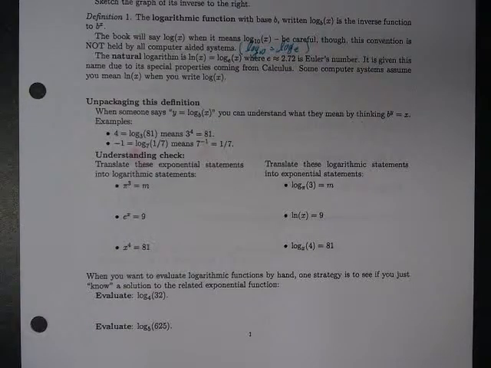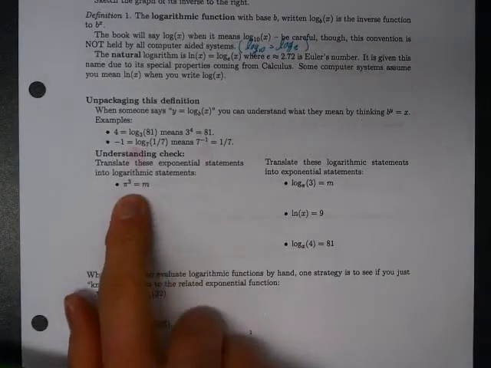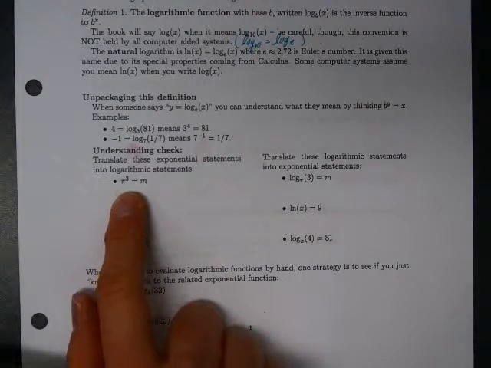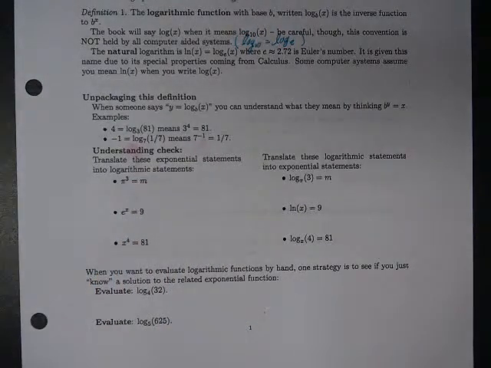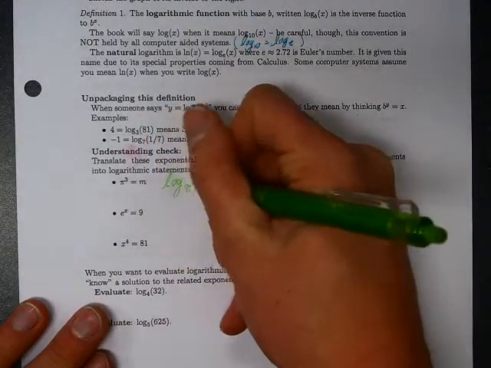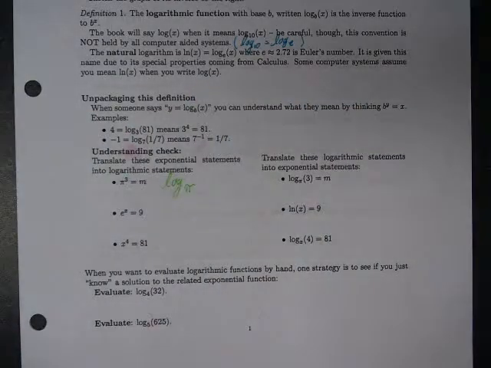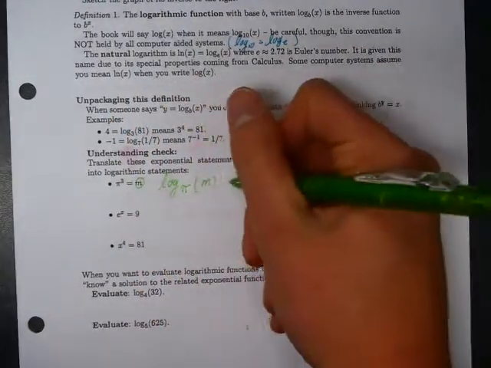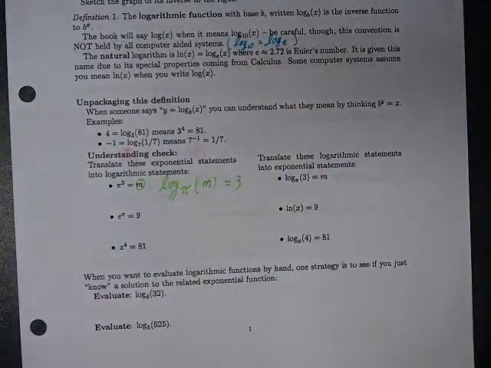Let's do a few examples translating this around. So let's see, pi to the power m is equal to 3. How could you rewrite that in log form instead of exponential form? Let's just try to match up symbols. Log base pi of what? Of whatever this is equal to, 3.